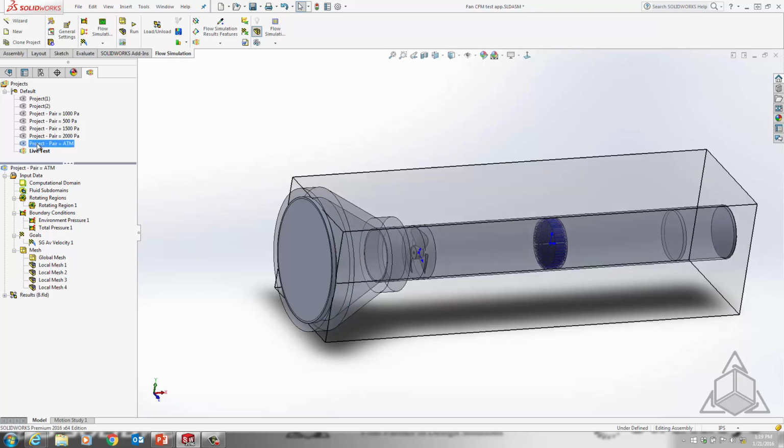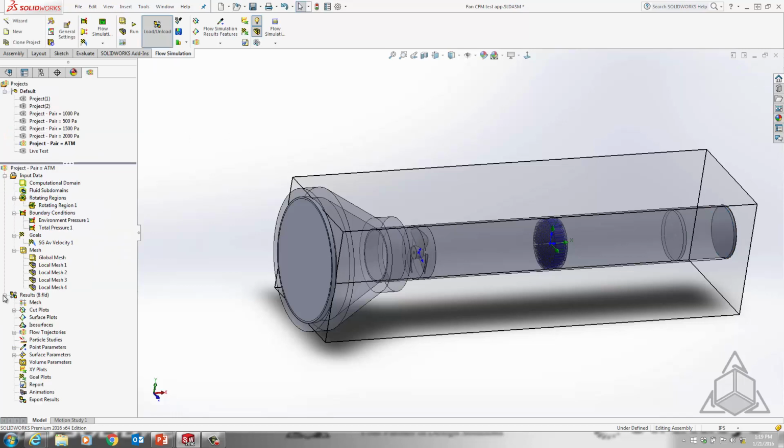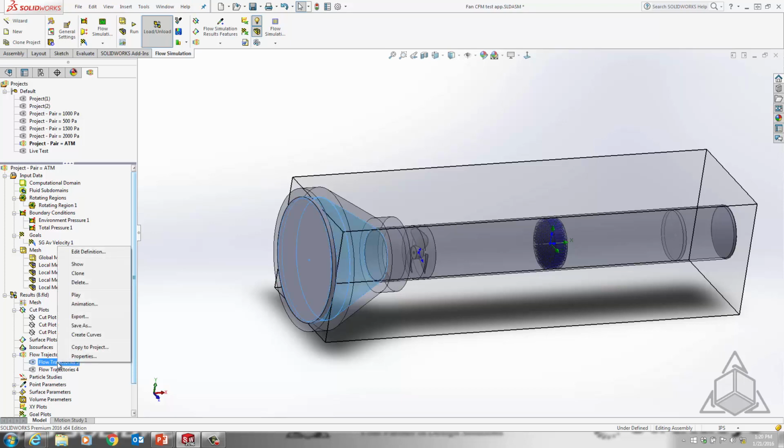So the first analysis I ran for example purposes, or just to test the system itself, is atmosphere to atmosphere. So there was no back pressure at all. As you can see here, it was just a total pressure of, actually I changed that, was 101,325. And if we take a look at our flow trajectory, which is a great way to look at your analysis as soon as you're done with it. If you want to completely understand how the air is flowing, flow trajectory is a great place to start.